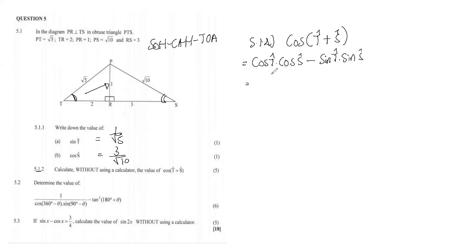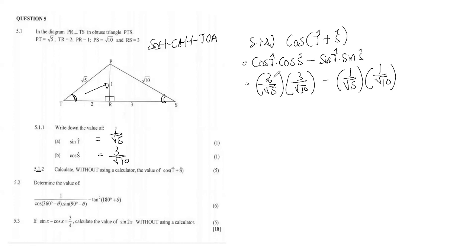Now, what is cos T? We can just come here and say this is adjacent over hypotenuse, so this will be 2 over root 5. And then cos S, we can see that we already have it there, so that's 3 over root 10. And then we have sine T already calculated, so it's 1 over root 5. And for sine S, this will be opposite over hypotenuse, which gives us 1 over root 10.